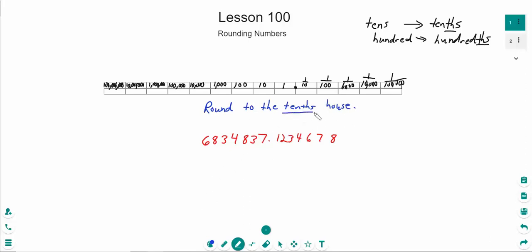So we're looking at the tenths house. So let's just find that. Here's our decimal point. Where's our tenths house? Well, it's the next number, right? It's this one right here. That is the number in question.